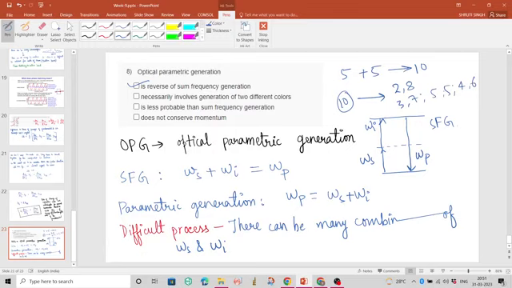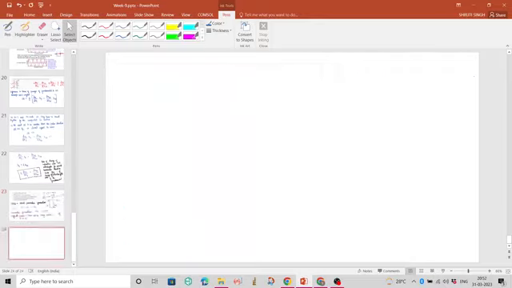And how do we decide which one will come, or whether a mixture of all will come? So it's a difficult process because there can be many possible combinations, right? But there are some restrictions on this combination, which are given by the momentum conservation.